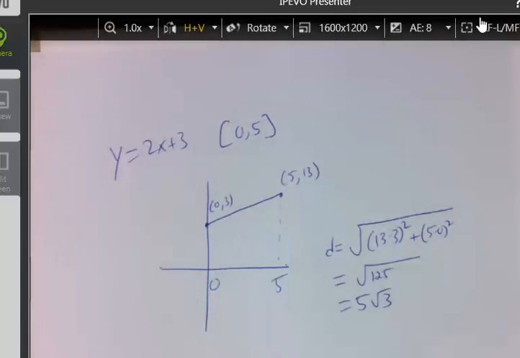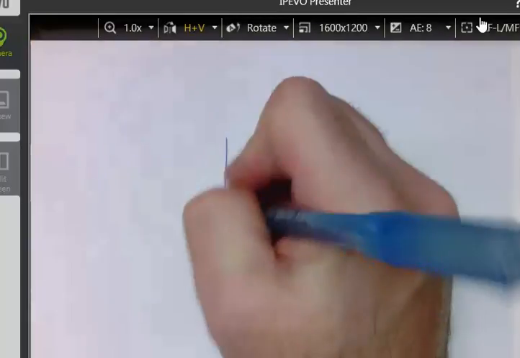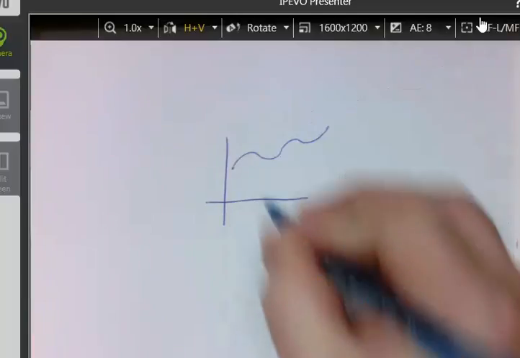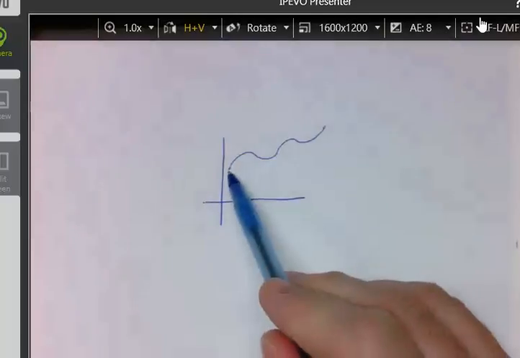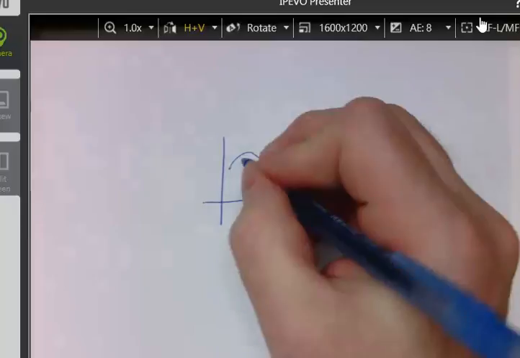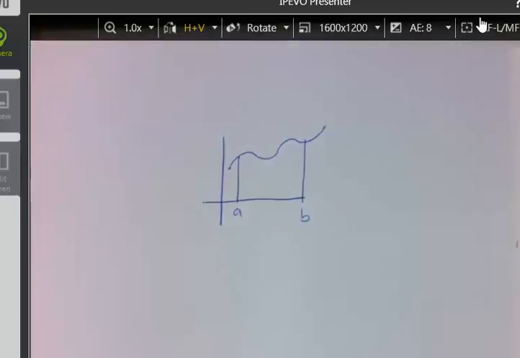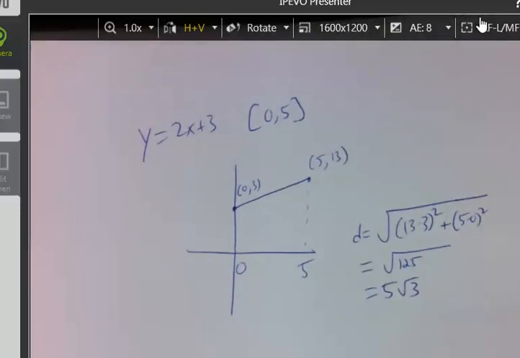What if it was all curvy and stuff? Curvy would be something like this. What we're going to want to do is figure out the length of this curve from a given A to B. The cool thing is it's really the same idea as what we did here, but we're just going to do it in really tiny pieces.